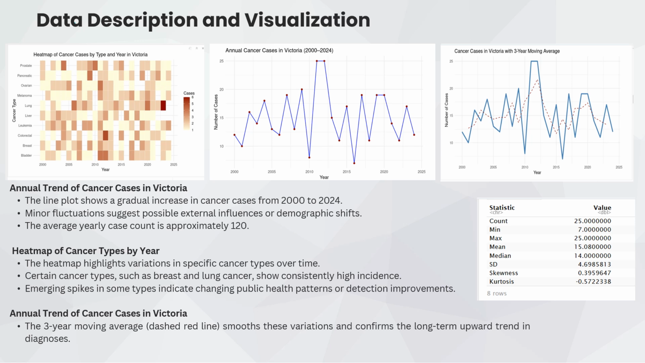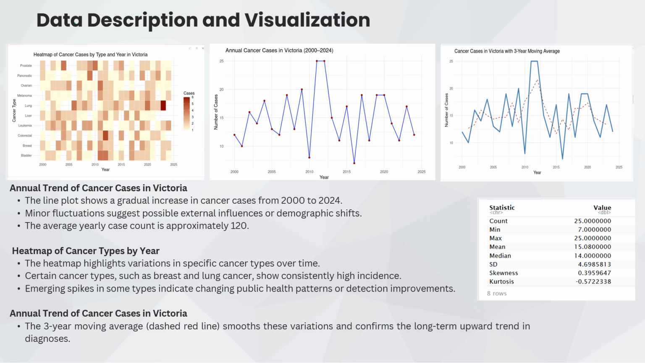We began with an exploratory data analysis. The line plot shows a steady upward trend in annual cancer cases with an average of around 120. To smooth out short-term fluctuations, we added a 3-year moving average, which clearly highlights the upward trajectory.